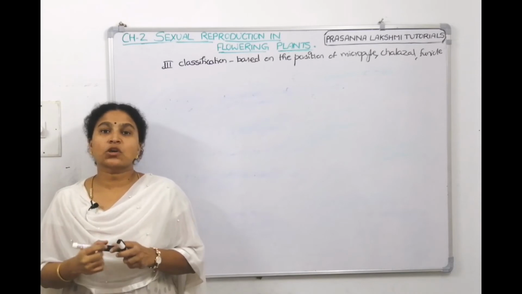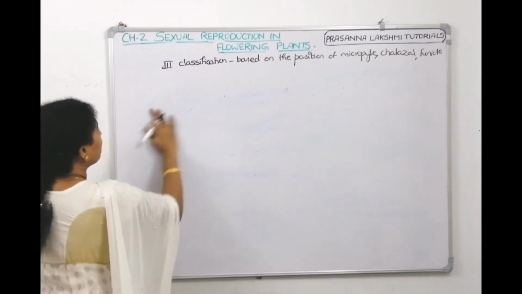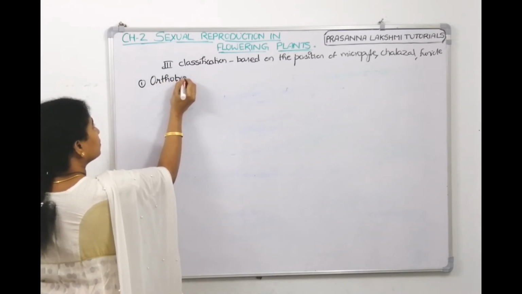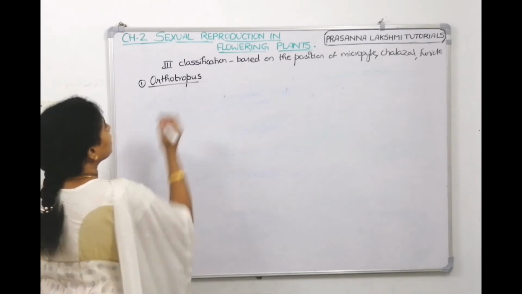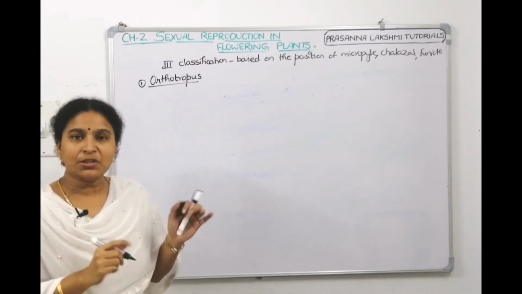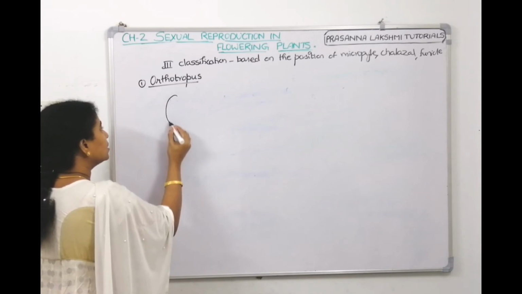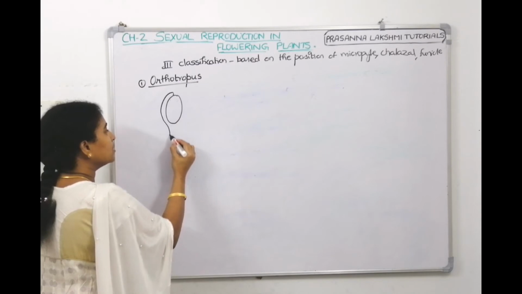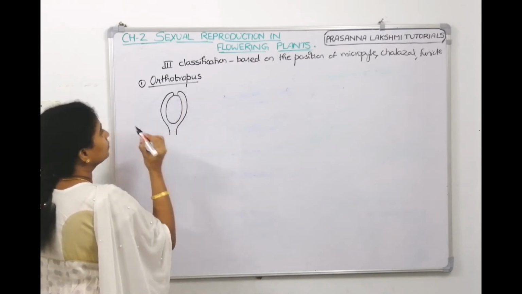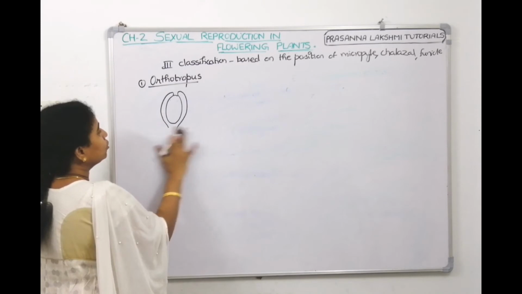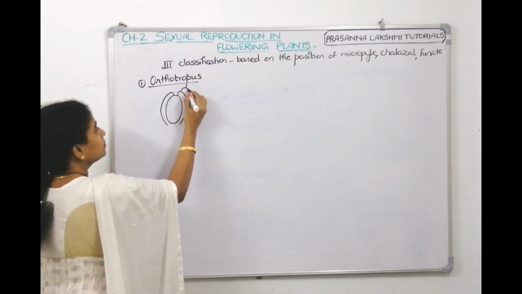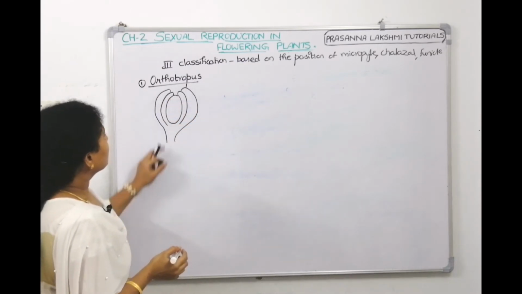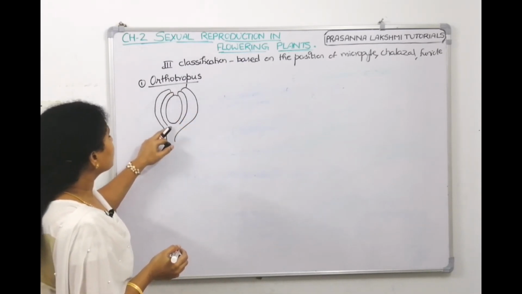The first type is called Orthotropous. What's the first type of ovule? It is called Orthotropous ovule. We will draw the picture, then we will try to understand. So, this is the nucellus and the micropylar apex end is here. If we have to draw two integuments, this is the second integument. So, this is nucellus, this is micropyle, this is funicle.